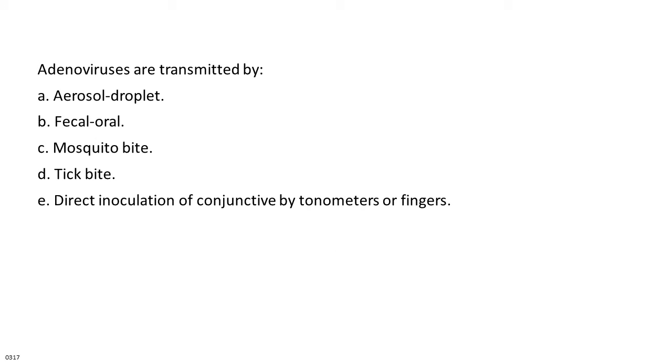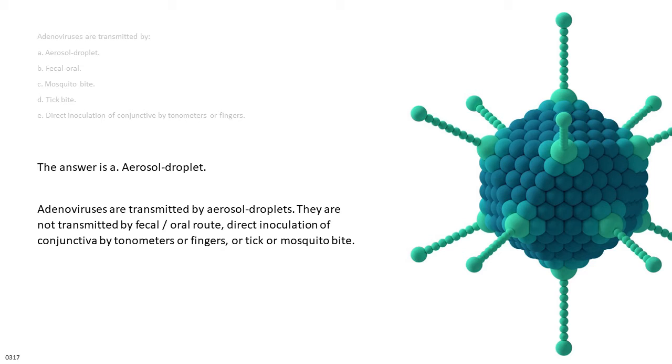Adenoviruses are transmitted by A. Aerosol droplet. B. Fecal oral. C. Mosquito bite. D. Tick bite. E. Direct inoculation of conjunctiva, tonometers, or fingers. The answer is A. Aerosol droplet. Adenoviruses are transmitted by aerosol droplets. They are not transmitted by fecal oral route, direct inoculation of conjunctiva, tonometers, or fingers, or tick or mosquito bite.